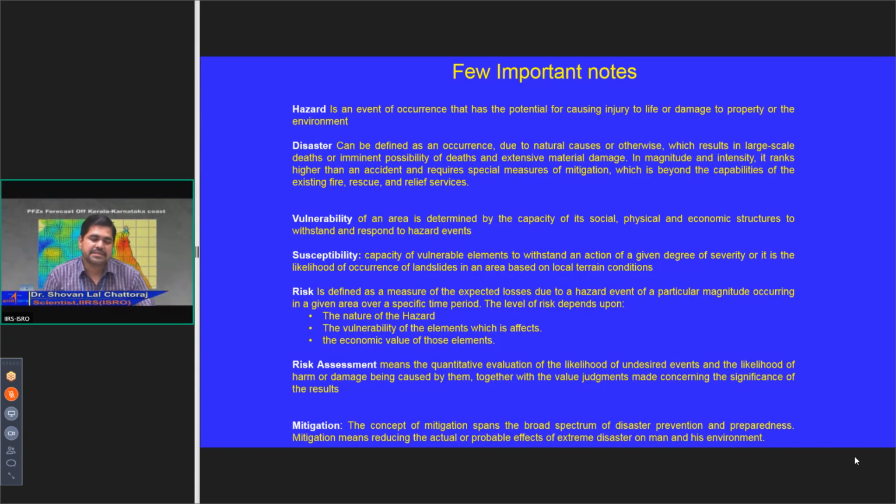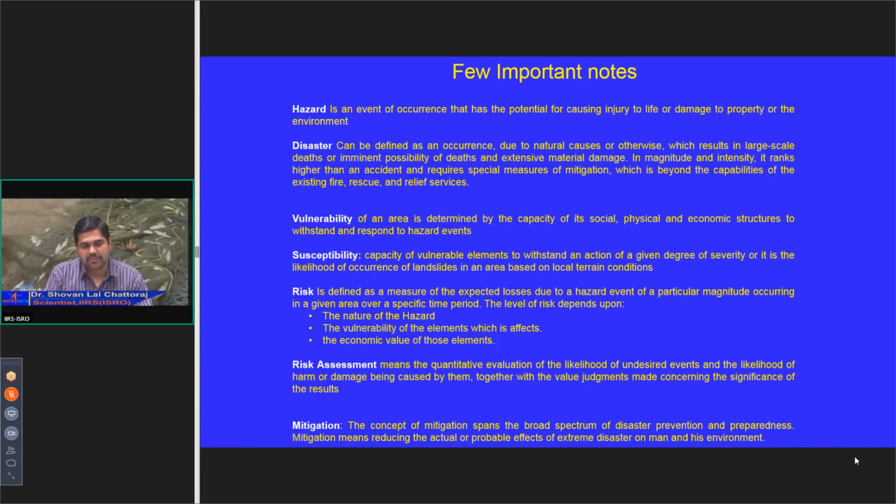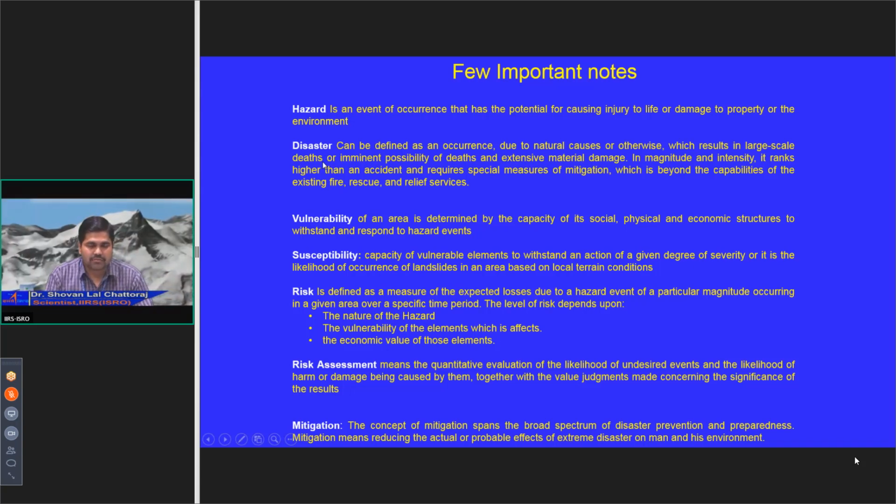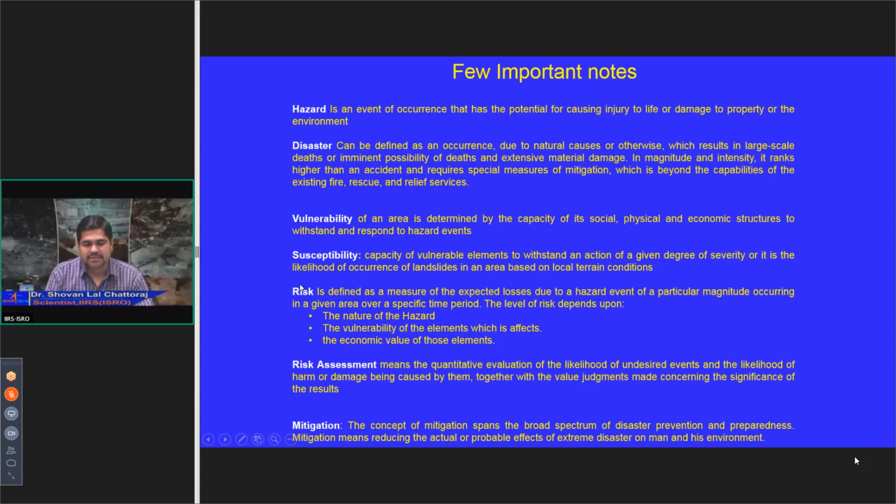Before going to the core aspects of this lecture, I would like to introduce these four or five important terms: hazard, disaster, vulnerability, susceptibility and risk. Hazard is an event of occurrence that has a potential for causing injury to life and damage to property or the environment. I hope the definitions of disaster and hazard are quite common to you. Let us come to the vulnerability and susceptibility part. Vulnerability is the degree determined by the capacity of social, physical and economic structures to withstand and respond to hazard events. So vulnerability is always element specific.